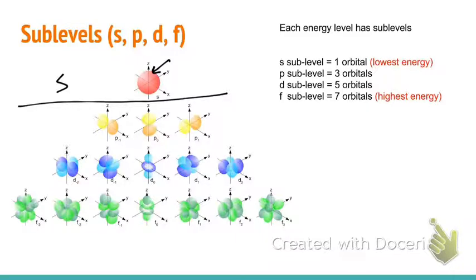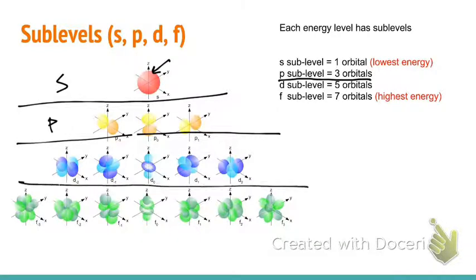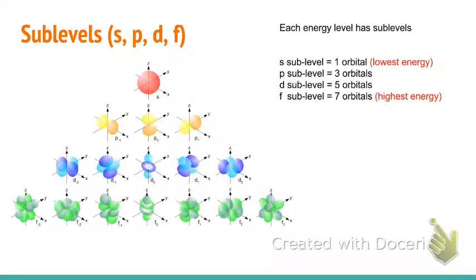Here's the S orbital. And then the P sublevel has 3 orbitals. And then here's the D. Within these areas, what you see is the probable location for the 2 electrons that fit in the orbitals. And then here you have the F. So it's important for us to know that the S sublevel has 1 orbital, the P sublevel 3 orbitals, the D sublevel 5 orbitals, and the F sublevel 7 orbitals.